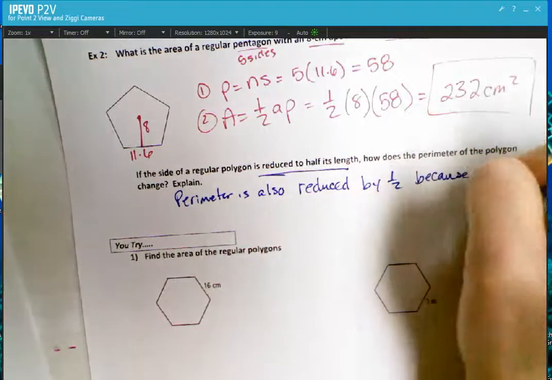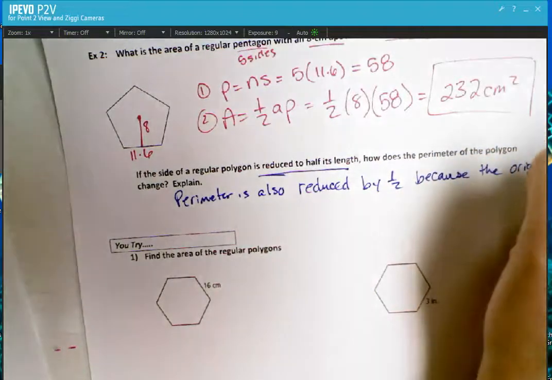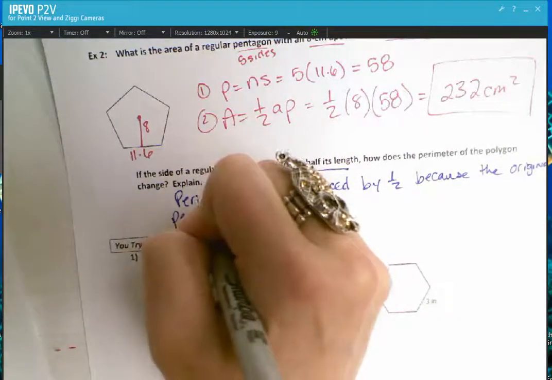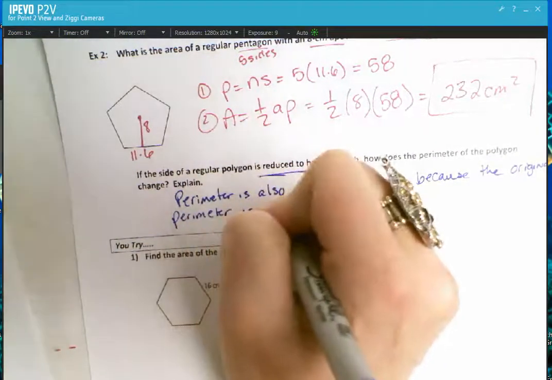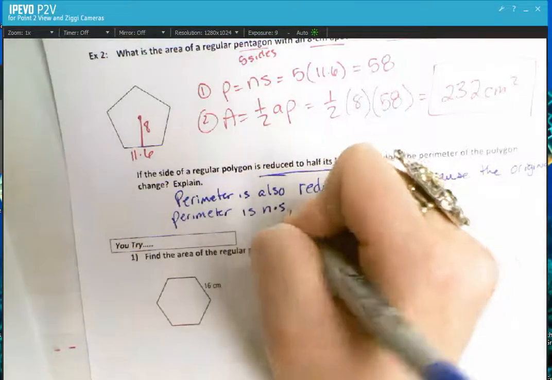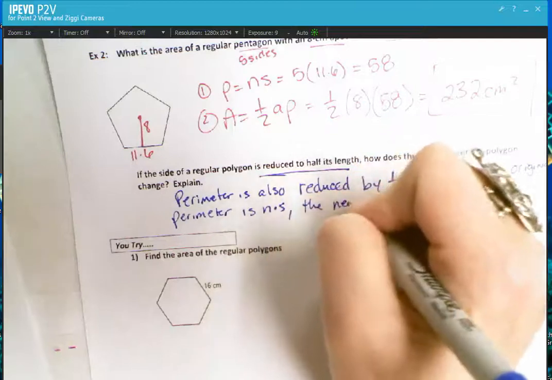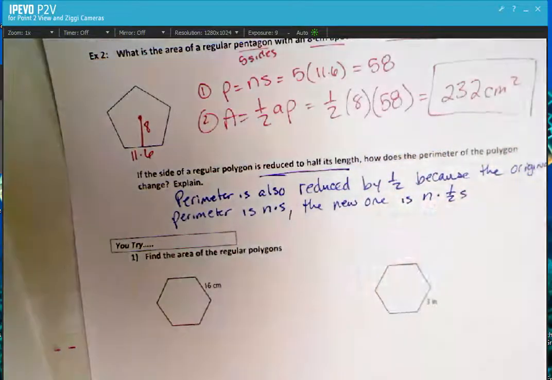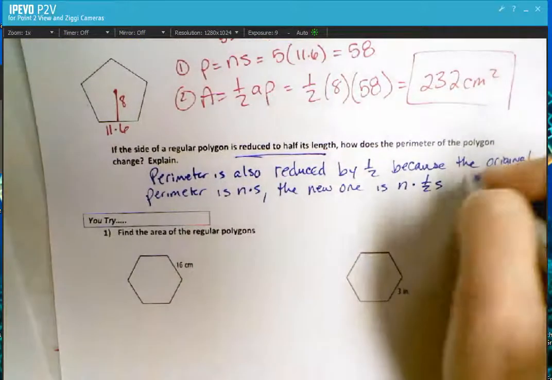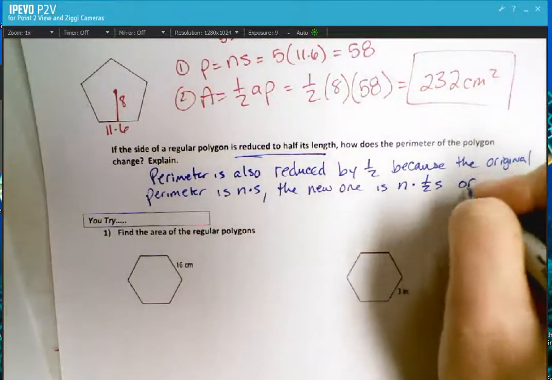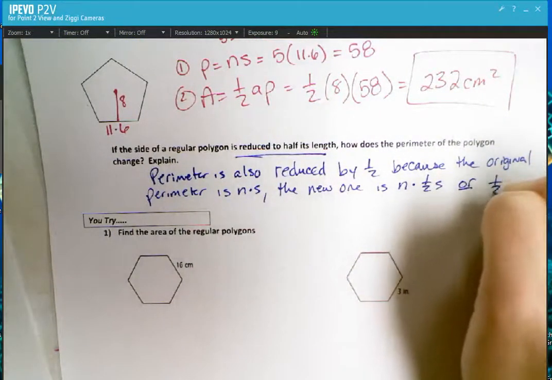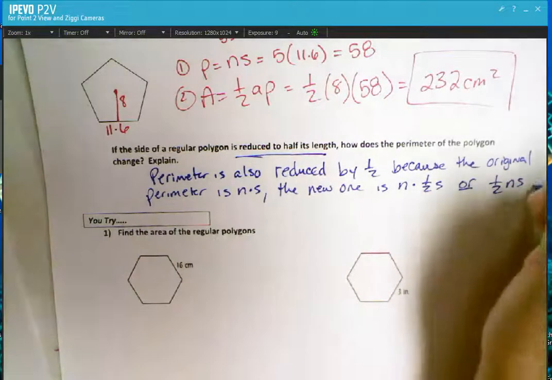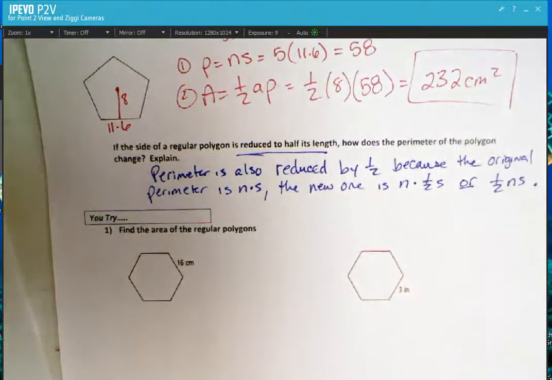because the original perimeter is n times s. The new one is n times 1/2 of s, because we chopped s in half. So we can rewrite that as 1/2 ns, which is half of the perimeter. So that's a good quiz or test question right there.